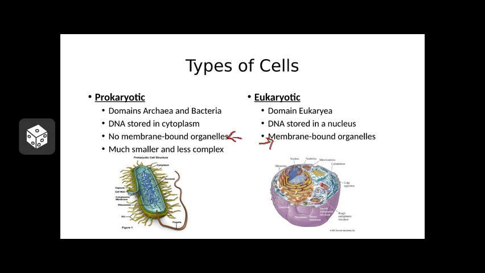If you look inside here, you'll notice that this purpley stuff, the DNA, is not inside a nice package. It's not inside a nucleus. And all the other stuff is kind of just floating around in the cytoplasm, kind of all mixed together. So prokaryotic cells, no membrane-bound organelles. Eukaryotic cells do have membrane-bound organelles.